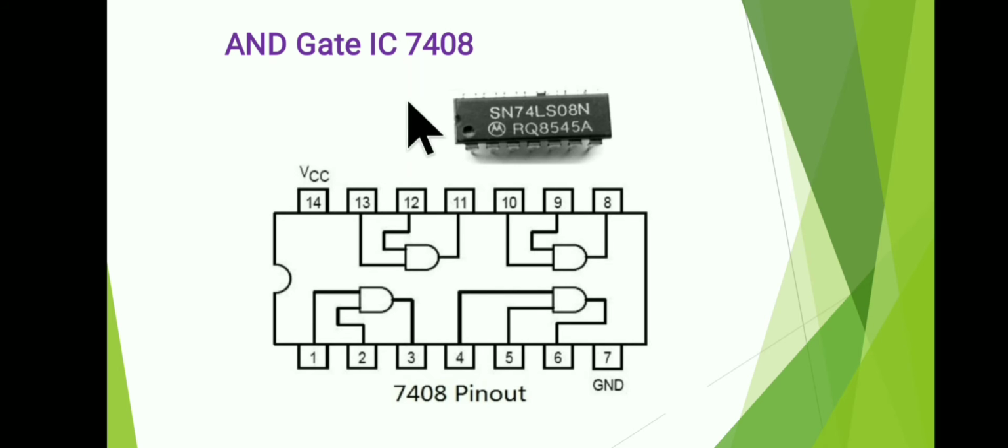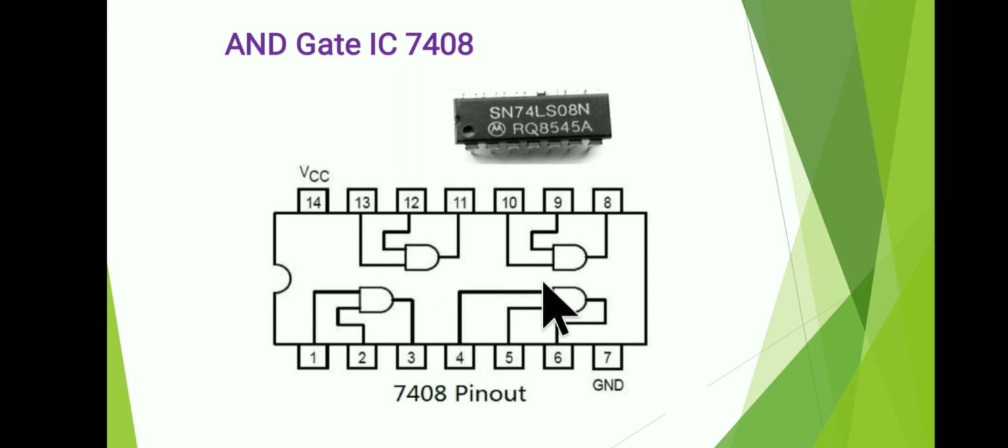AND gate. IC 7408. This is also called a 2 input DIP package. IC 74LS08 means 7408. Similarly, pin number 1 and 2 are inputs, pin number 3 output. In this IC also there are 4 AND gates.